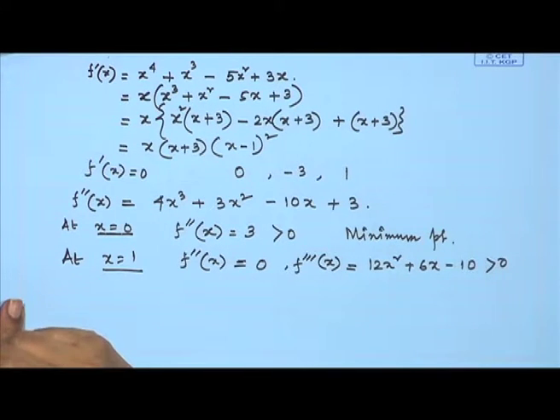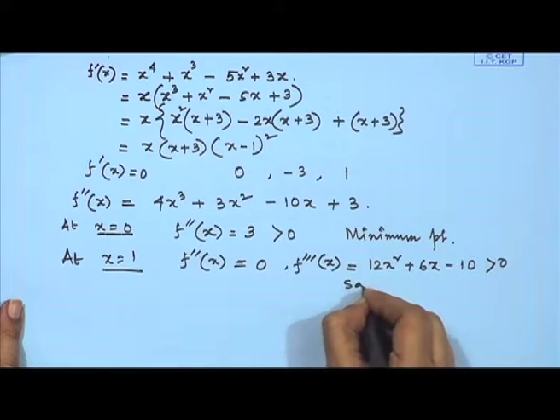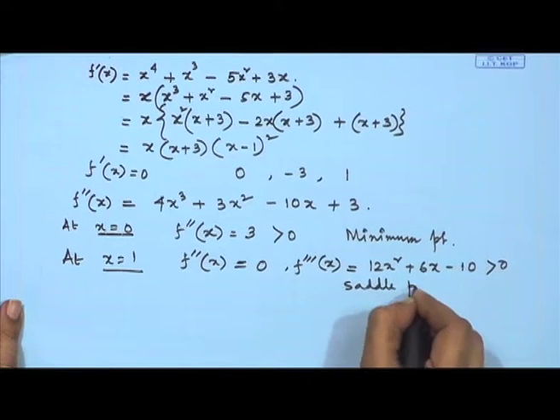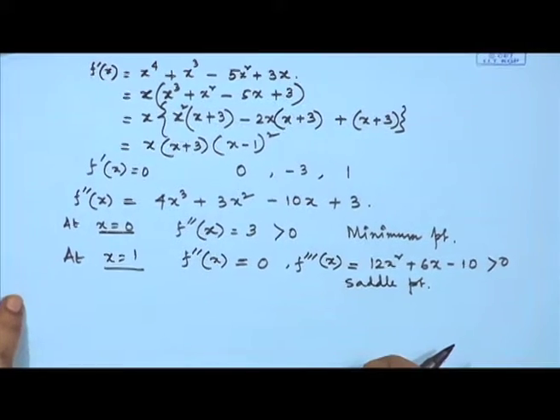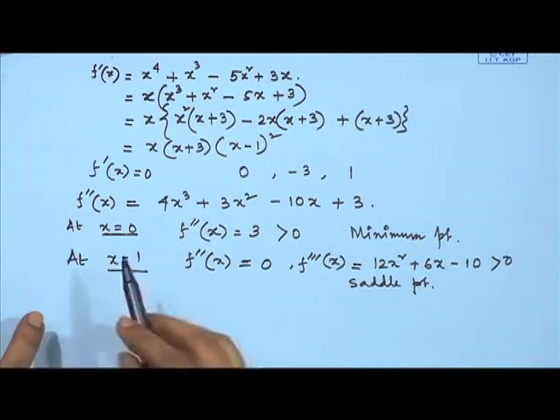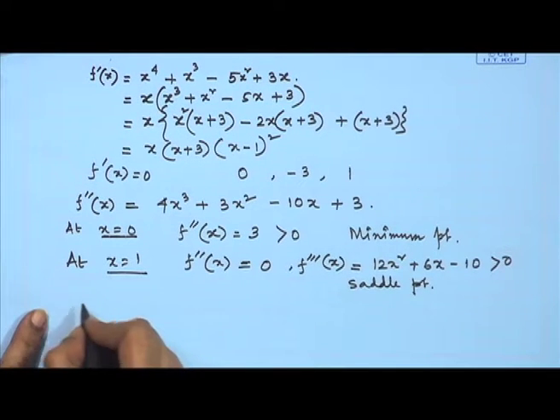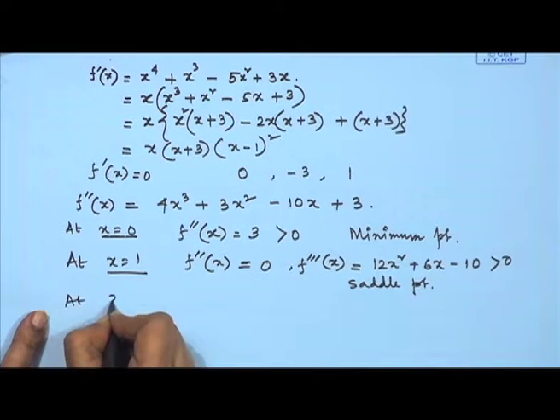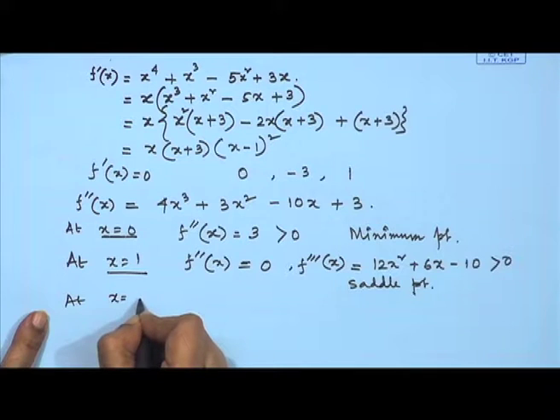Since from the sufficient condition the third order derivative is non-zero, we cannot go further. We have to declare that this must be a saddle point. Alright. At x equal to 1, f x must be changing its pattern. Now, let us go for x equal to minus 3.